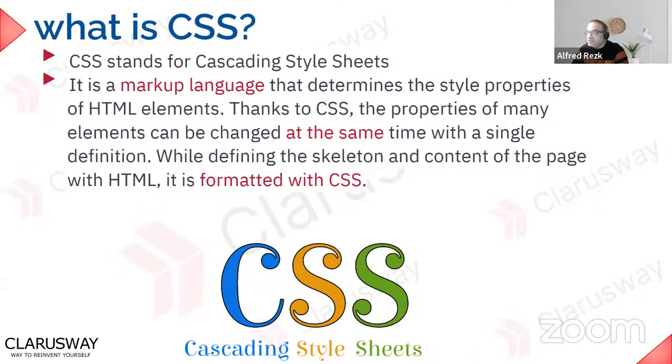It is a markup language that determines the style properties. So you list the properties of an HTML element. Thanks to CSS, the properties of many elements can be changed at the same time with a single definition. While defining the skeleton and the content of the page with HTML, so you just make the structure with regular HTML code. However, you can format it with CSS. That's how you style the document, how you make it a pretty website by using CSS.